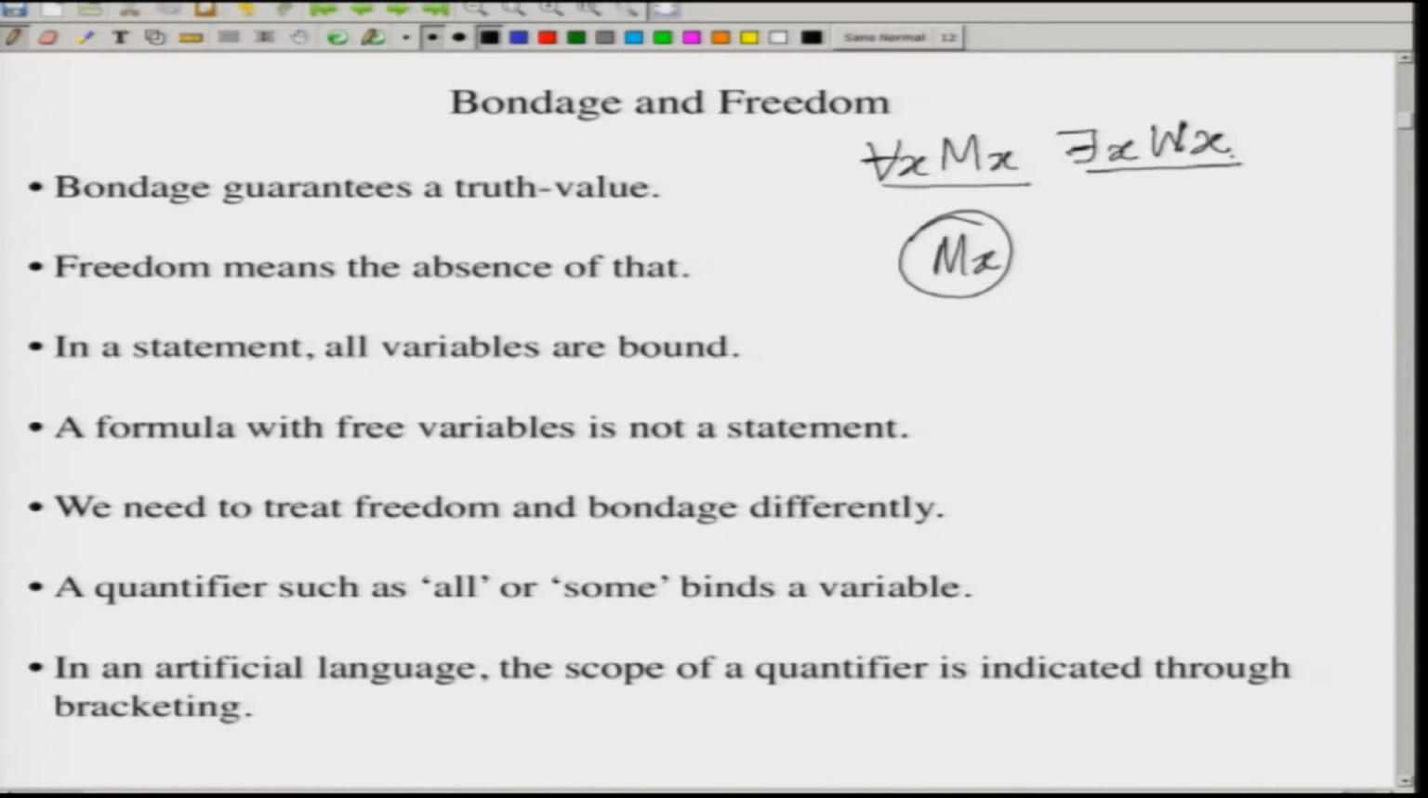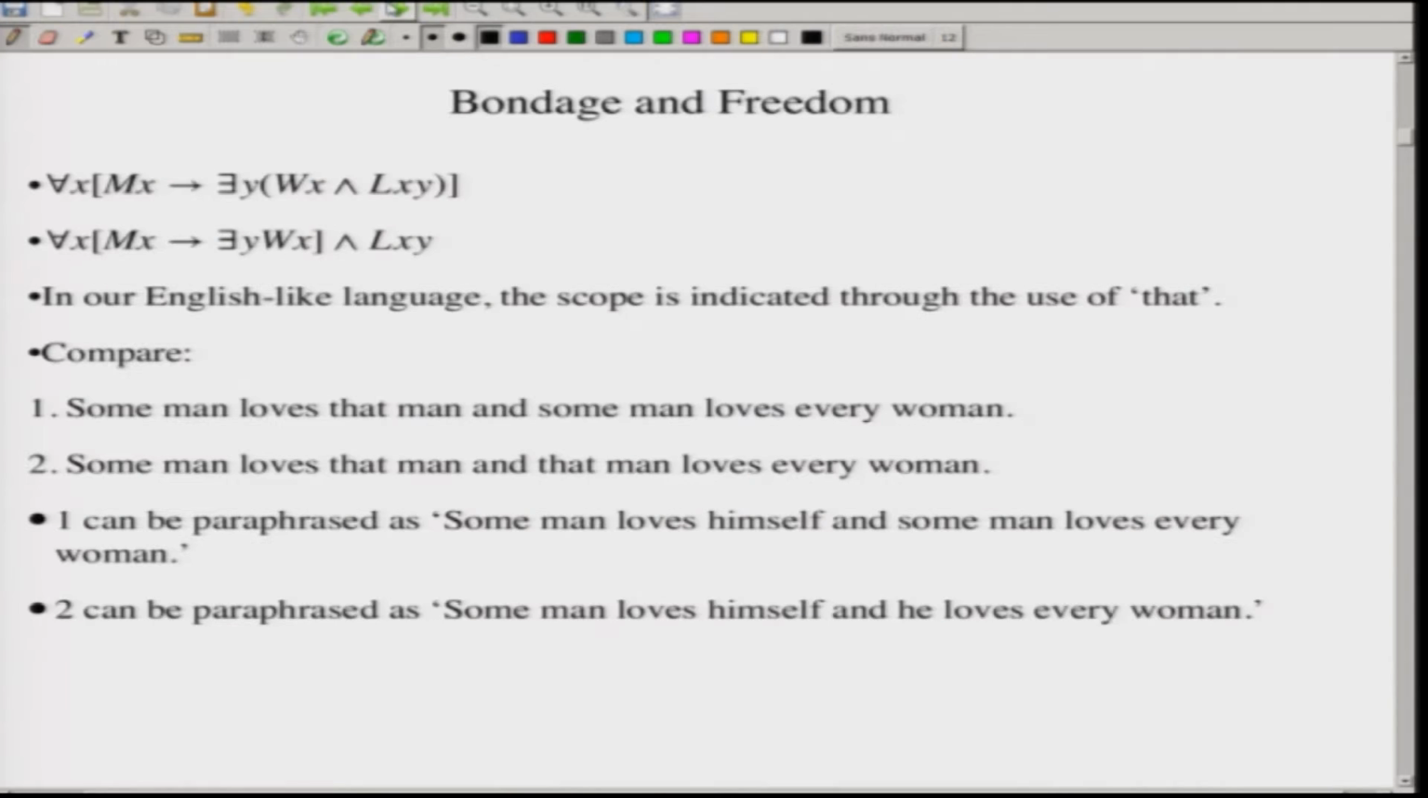In an artificial language, the scope of a quantifier is indicated through bracketing. What is that? We can see that the scope of this quantifier, because of this bracket, so this bracket indicates the very scope of this quantifier. It is from here to there. So, whatever comes within the scope of this will be bound. For example, this occurrence of x.